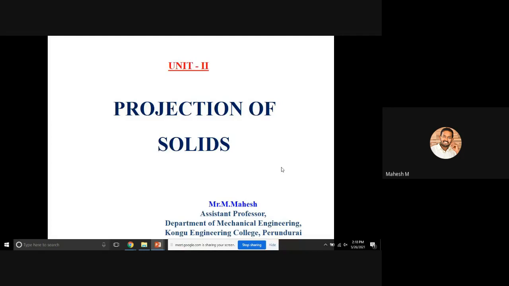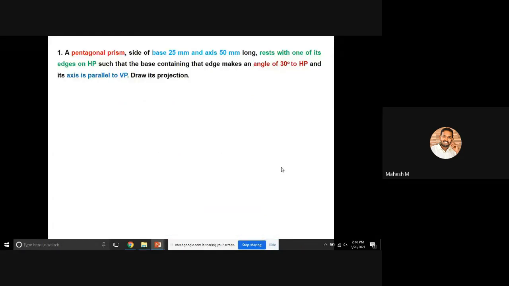Similar to our previous topic, projection of planes, this topic also contains different types of projections. Among the different types of projections, a particular topic is very, very important. That is called the inclined condition. And your syllabus has one particular single topic. So I'm directly moving on to the problem.